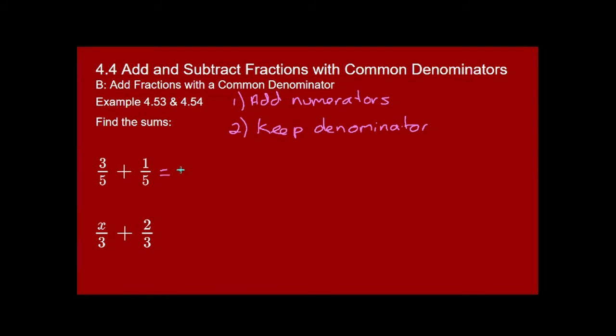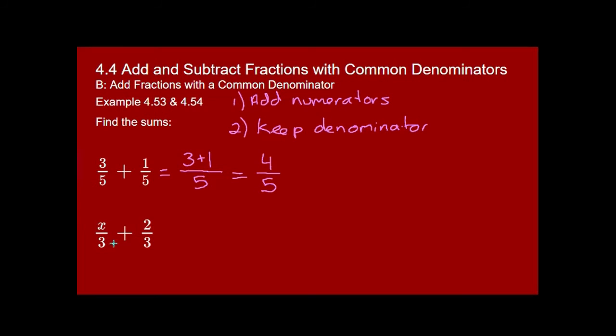Okay, so let's go ahead and do this. So add the numerators. We have 3 plus 1. And we keep the denominator. This is a 5, this is a 5, so it stays a 5. But then we can simplify this. So let's simplify. 3 plus 1 is 4. Keep the same denominator. Okay, 4/5. Now, can we reduce this? No, we can't. 4/5 is reduced already.